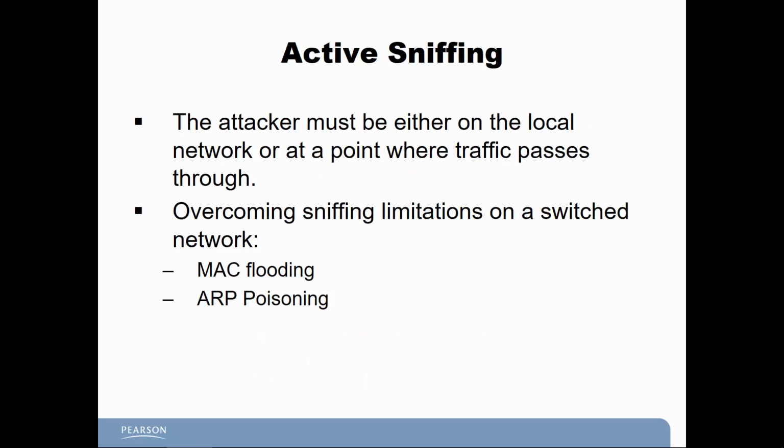So with active sniffing, the attacker must be either on the local network or at a point where the traffic passes through it. Overcoming sniffing limitations on a switch network involves things like MAC flooding and ARP poisoning, among other things. Again, active sniffing is a very common security procedure, so that we can dissect and monitor all network traffic.